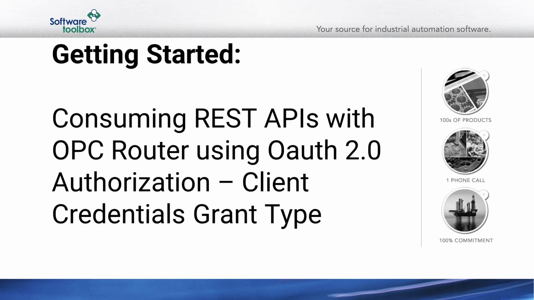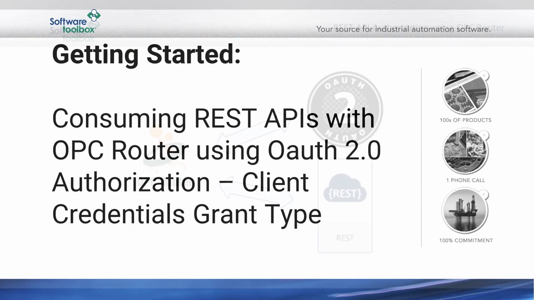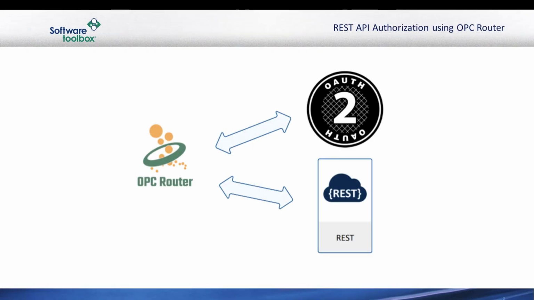In this video, we will walk through how to properly consume a REST API resource that requires OAuth 2.0 authorization protocol using OPC Router. You will learn the proper procedure for obtaining authorization from a web service, as well as how to utilize the resulting authorization token to securely access and consume resources within the same web service.